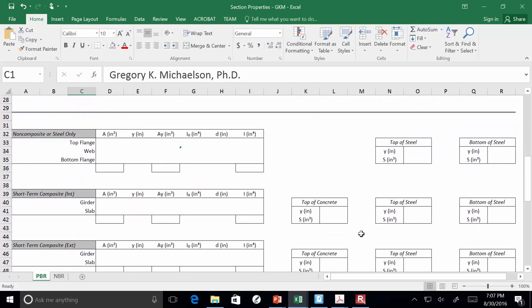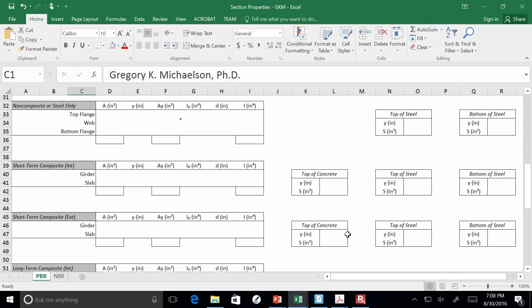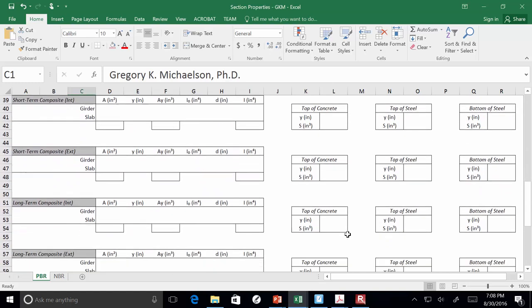So you can see I've got non-composite section properties, short-term interior, short-term exterior, and you can see where they would be filled in. I put top of steel and bottom of steel for all the section properties. If you want, you can do top of concrete for all of the composite sections. I'm not terribly worried about that right now, but I would like to see top of steel and bottom of steel for each one of these sections. And there we go.